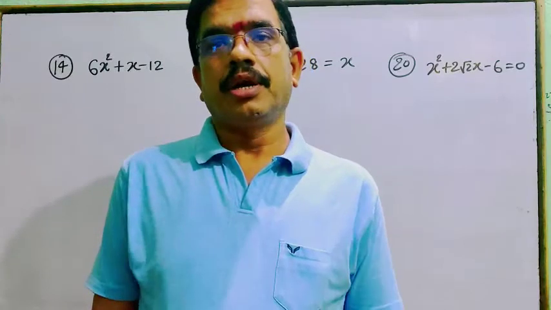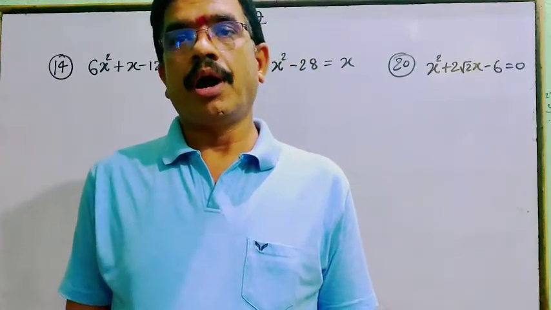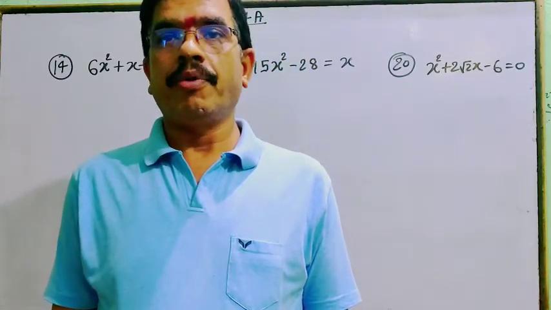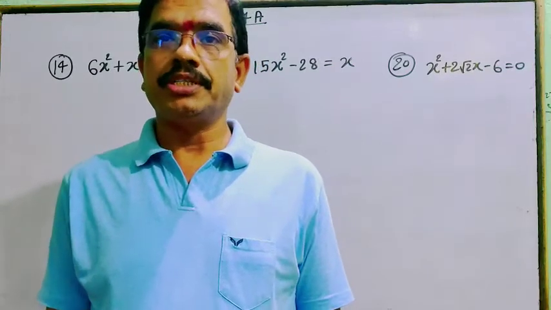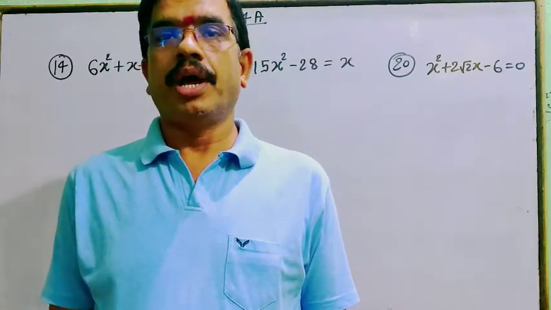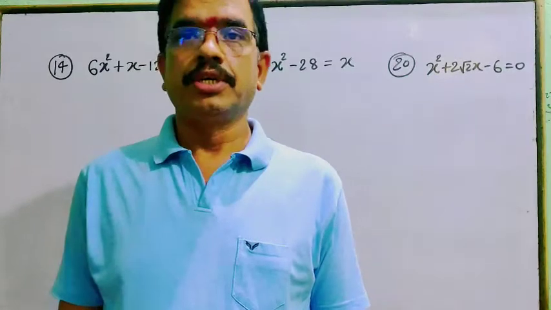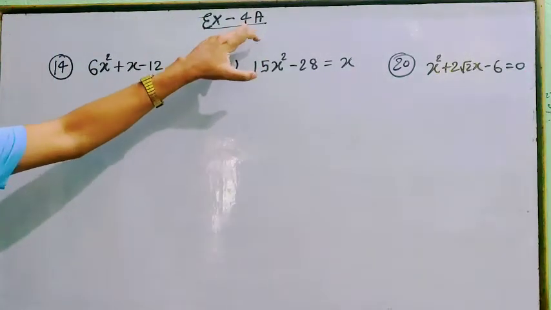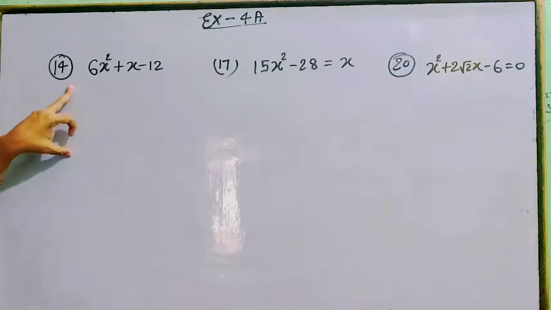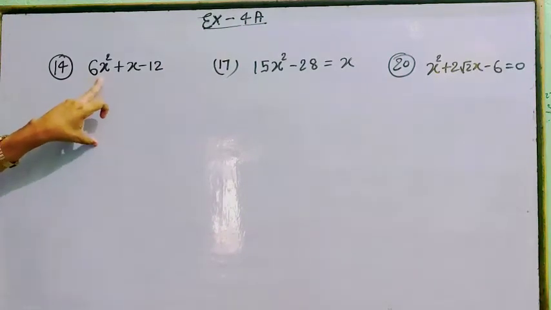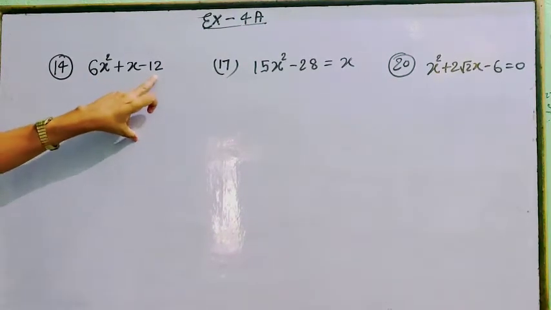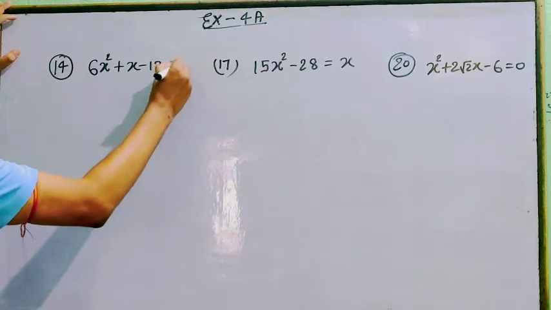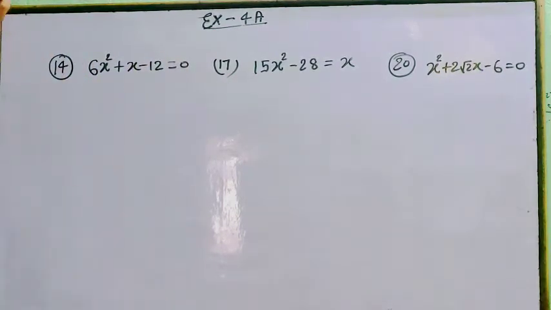Now student, I solved some problems on how to find the value of x if your equation is given in quadratic form, and there are different types of it. So you see here, that is exercise 4a and starting question number 14. Here is 6x square plus x minus 12 is equal to 0. Then what is the value of x?